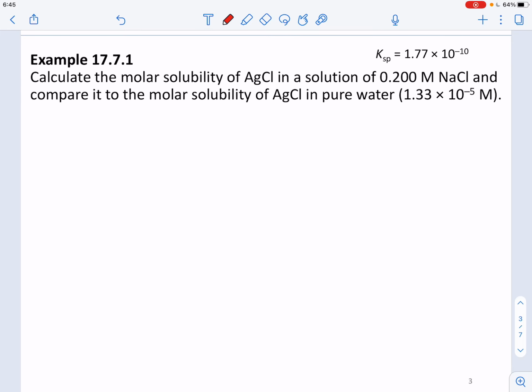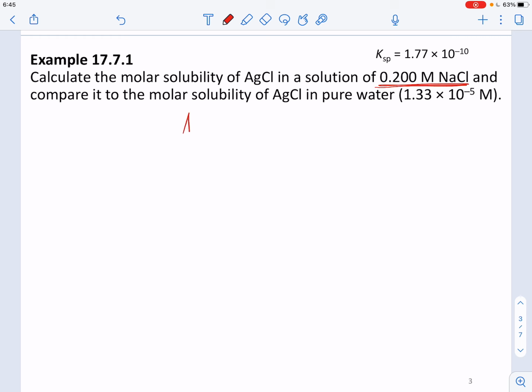So let's assume that we have that solution of silver chloride, and we want to know what happens if you have a different solution. In this case, by different solution, I mean if you have a 0.2 molar sodium chloride solution, how much of the silver chloride can you dissolve in comparison with pure water. So what do we need to do here?